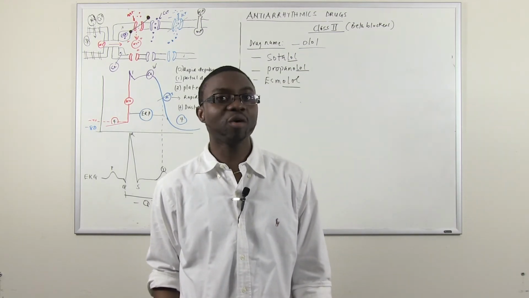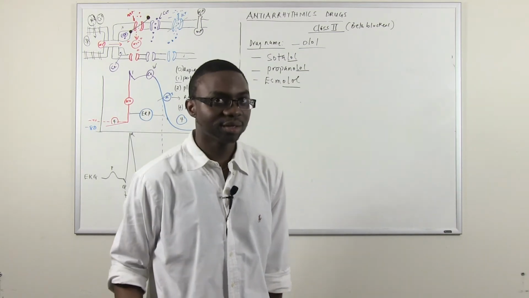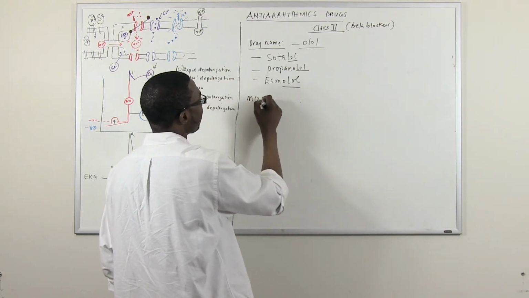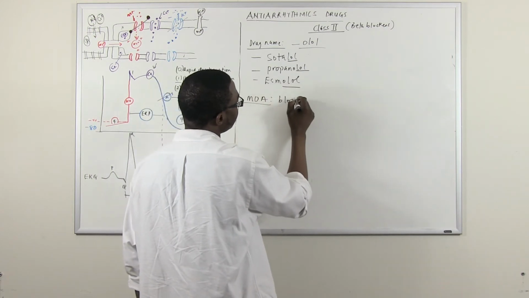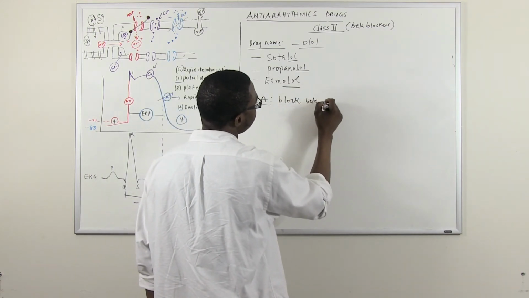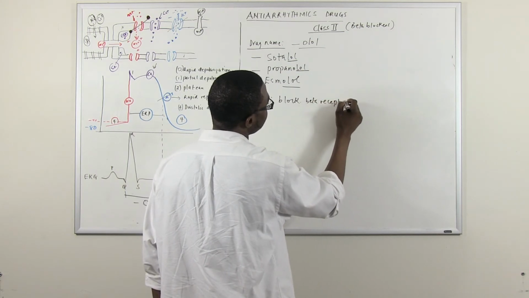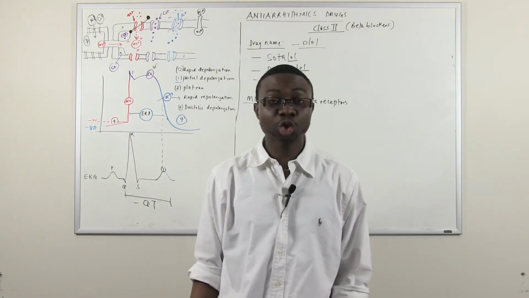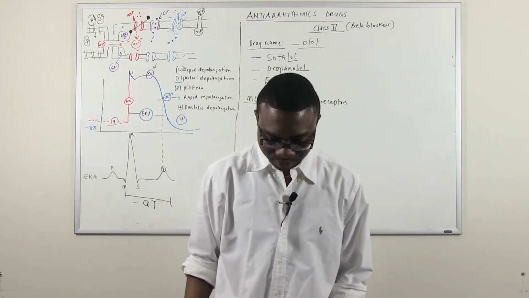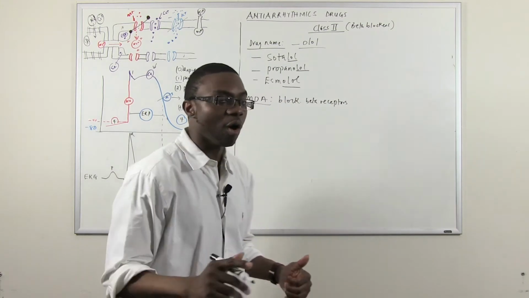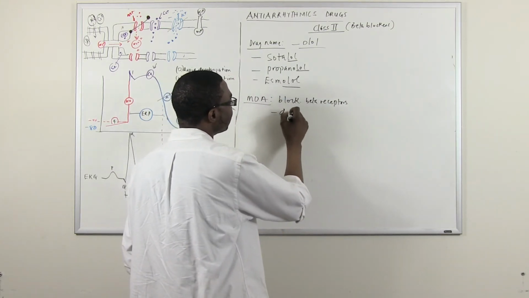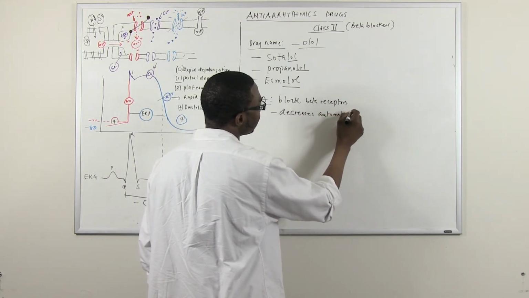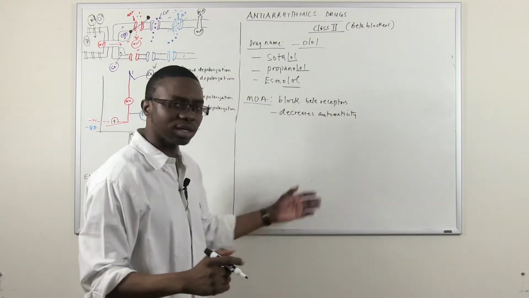Well, first of all, we know they block beta receptors. So that is common sense. Let's keep that easy. Mechanism of action: we know they block beta receptors. But they do a little bit more than that. So let's take sotalol, for example. It decreases automaticity.